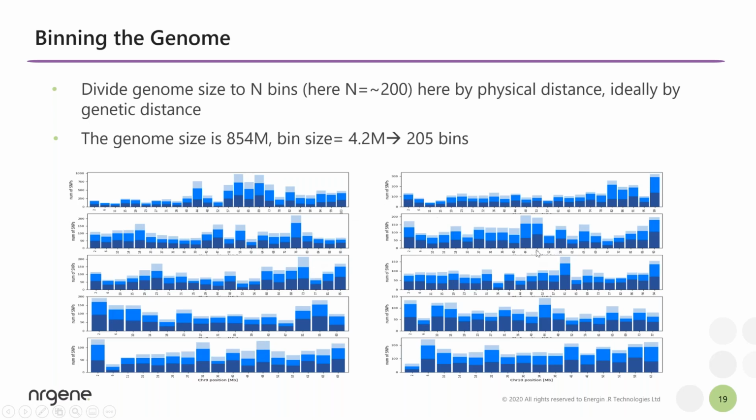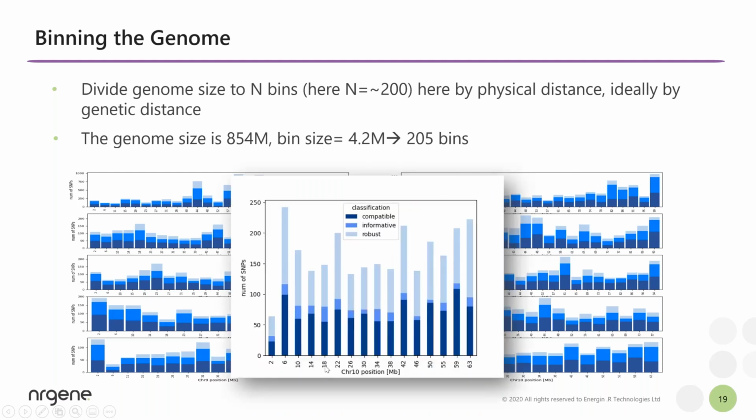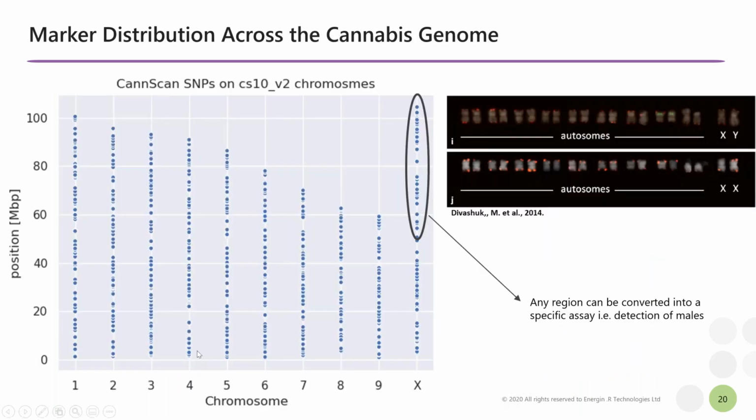If you look at this example, chromosome 10, there's an ample number of SNPs for each bin. So each chromosome and each bin is represented with an ample number of SNPs that are compatible, informative, and robust. So now we could go to the next stage and actually design a panel that will have all this performance and represent the entire genome. And we did exactly that.